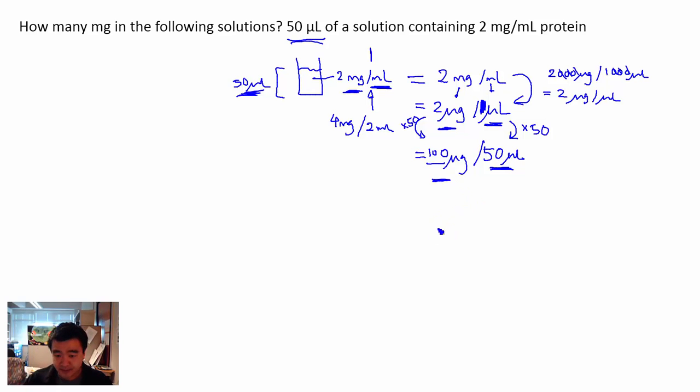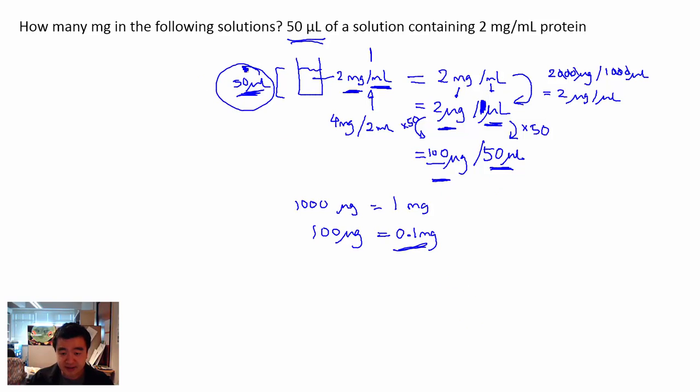Now, 100 micrograms is equivalent to 0.1 milligrams, because 1,000 micrograms is equivalent to 1 milligram. Which means that in this 50 microliters, we have 100 micrograms of this protein, also known as 0.1 milligrams of the protein.